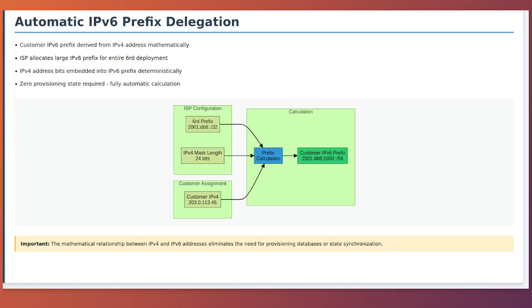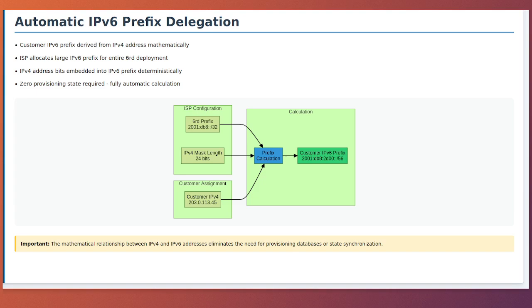For example, if all customers have IPv4 addresses starting with 203.0.113, those first 24 bits are redundant and don't need to be encoded. The CE router performs this calculation automatically. It takes its assigned IPv4 address, converts it to binary, and inserts those bits into the designated position within the 6RD prefix.